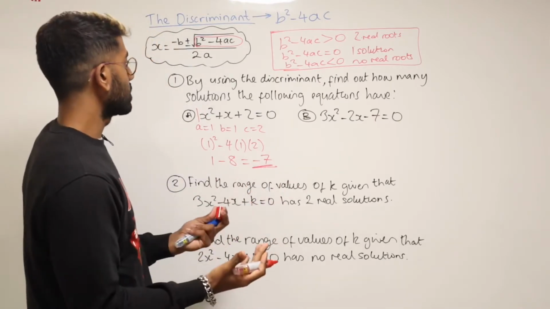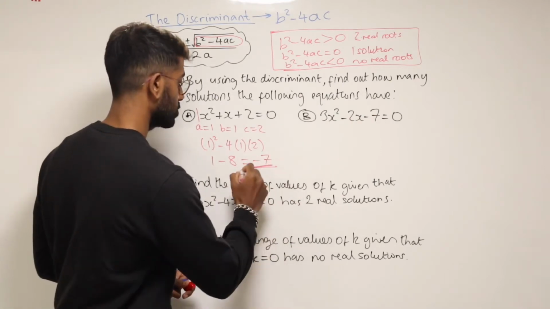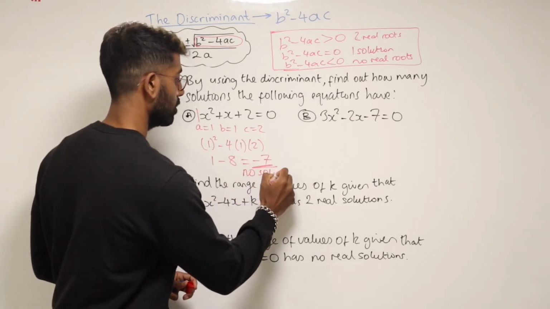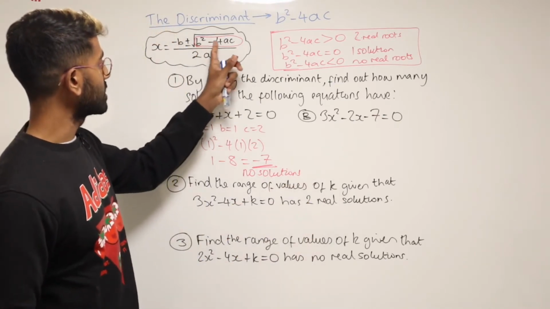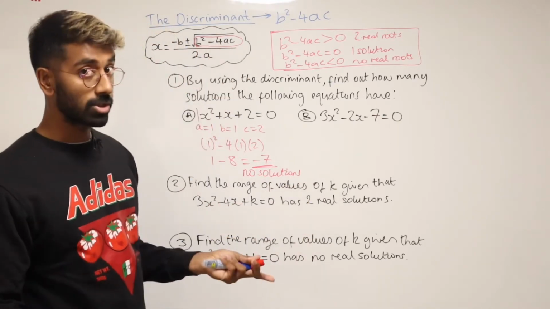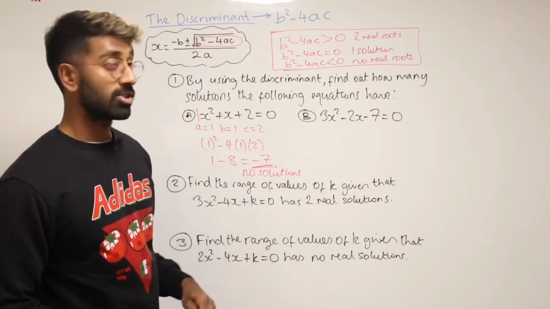So what does this mean? Well, it means that this here is going to have no real roots or no solutions. So let's put that, no solutions. And remember why? Because obviously if this part is negative, you're not going to be able to square root it, and so you can't get any real solutions. Now let's check out the next one.